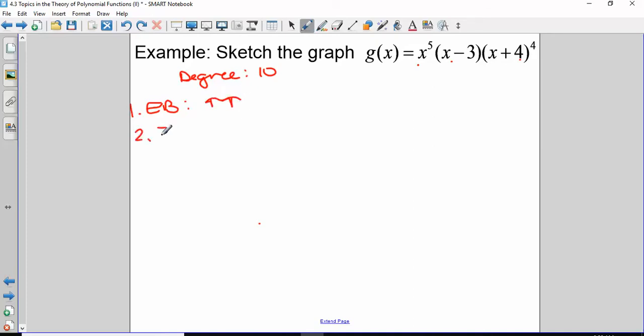Okay, second step, the zeros. Is it hard to find this time? No. It's in factored form. What would make x to the 5th equal 0? If it's just a plain x, it's just 0. Because it's a 5th power, my multiplicity is 5. What makes x minus 3 0? Positive 3. X plus 4?